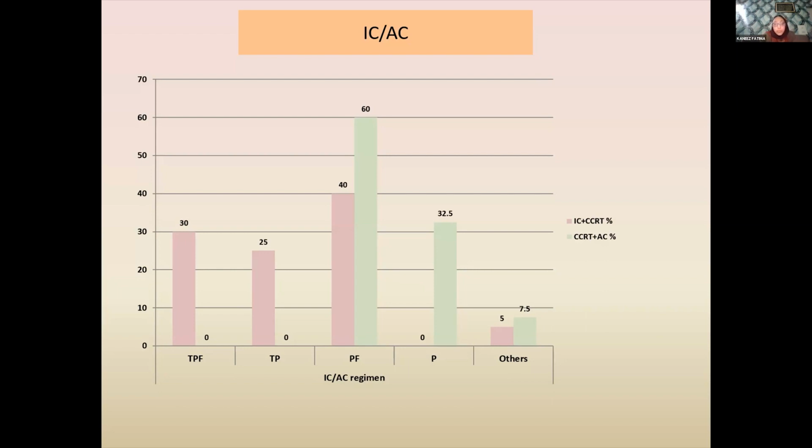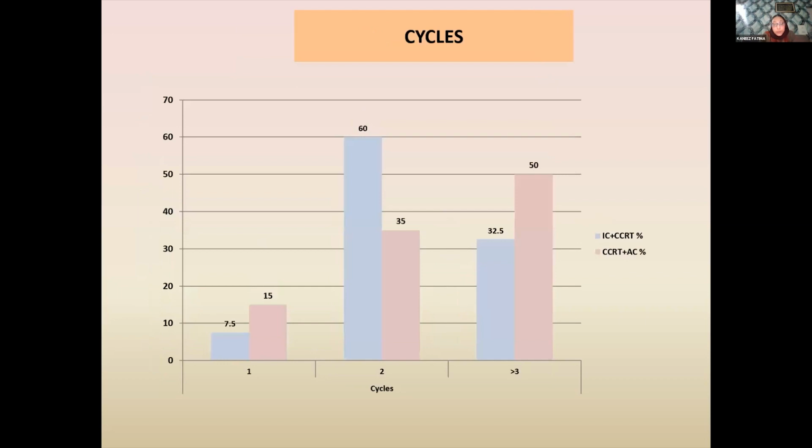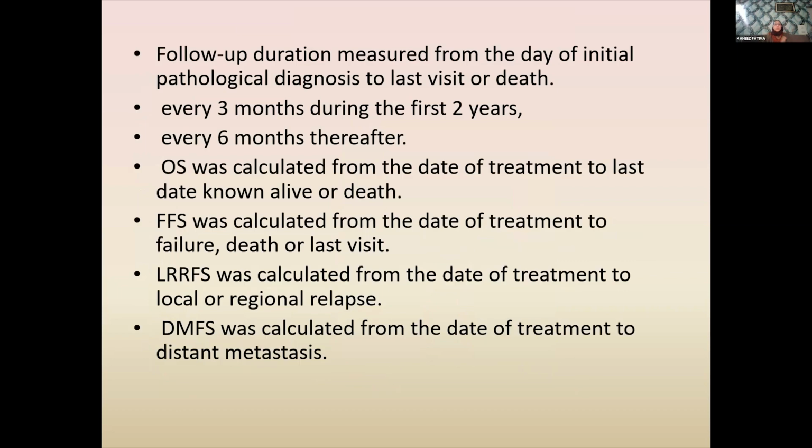Coming to the number of cycles, in the induction chemotherapy group, 60% of the patients received 2 cycles of chemotherapy, while 32.5% received more than 2 cycles. In the adjuvant group, 50% of the patients received more than 3 cycles of adjuvant chemotherapy, followed by 35% of the patients who received 2 cycles of adjuvant chemotherapy.